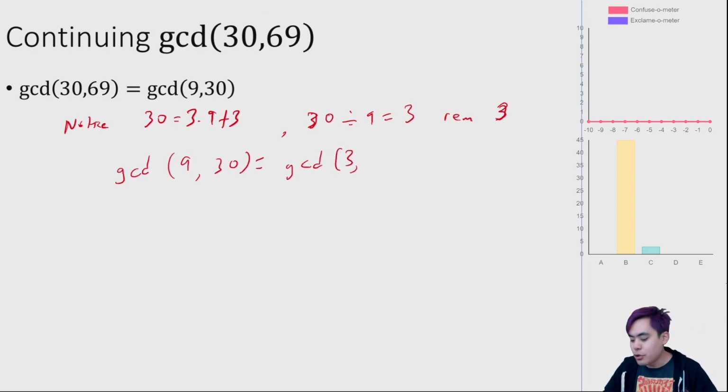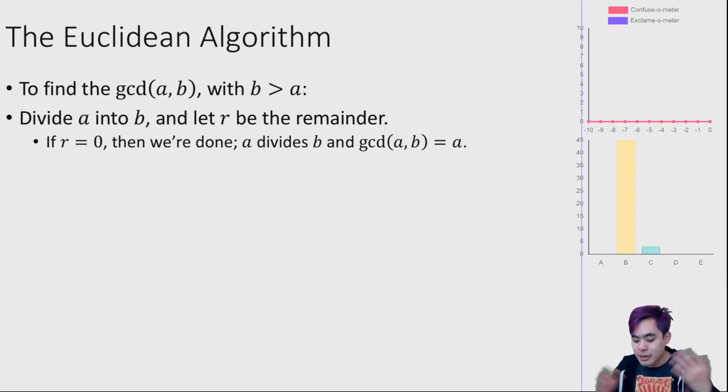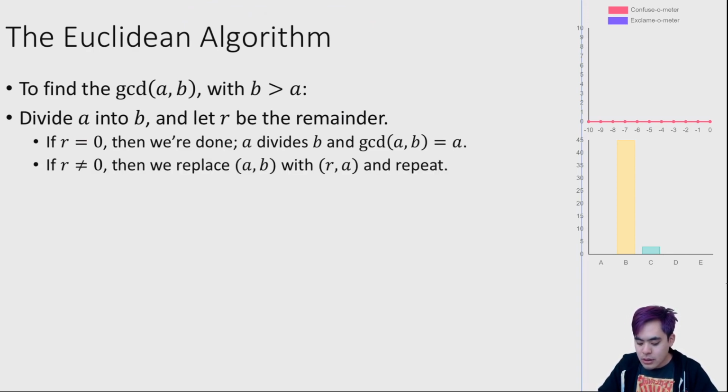Okay? And so we can codify all this in something called the Euclidean algorithm. So to find the greatest common divisor of a and b with b greater than a, the first thing you do is you divide a into b and let r be the remainder. If r equals 0, we're done, and a divides b, and the greatest common divisor is just the bigger of the two. If r is not equal to 0, then we replace a and b with r and a and repeat the process.